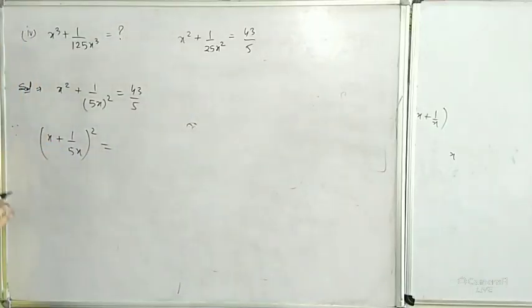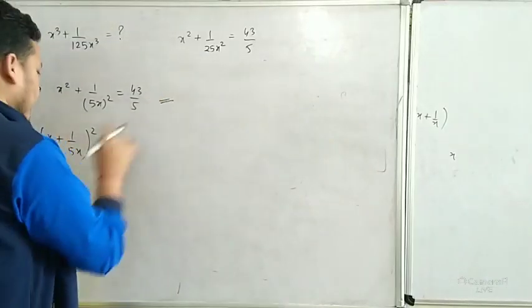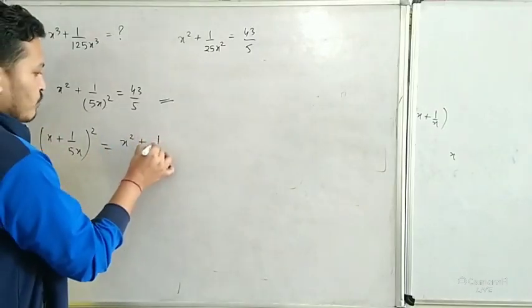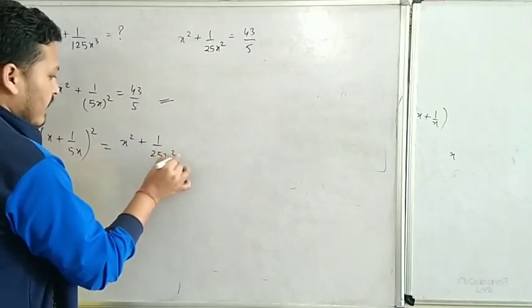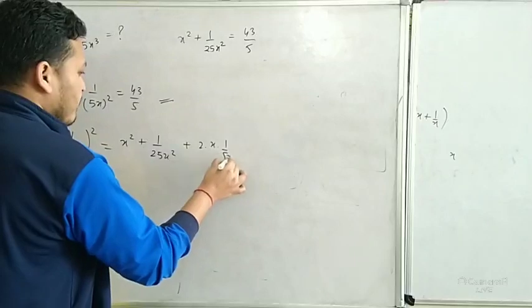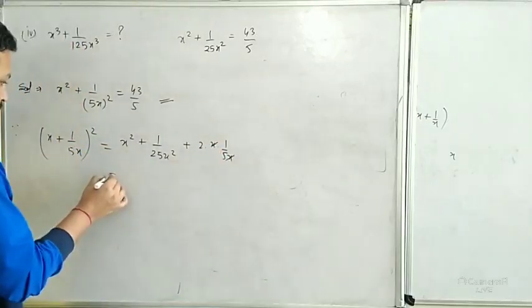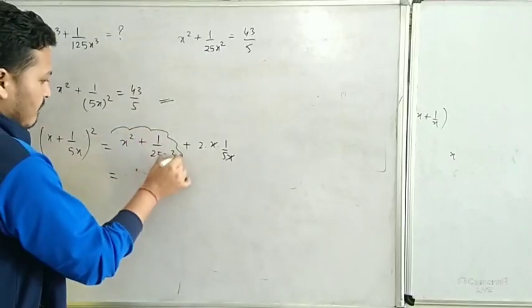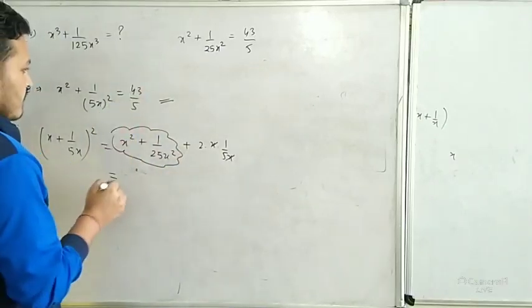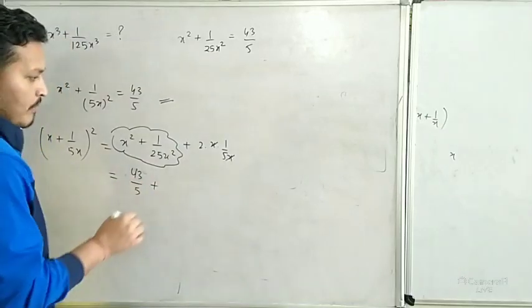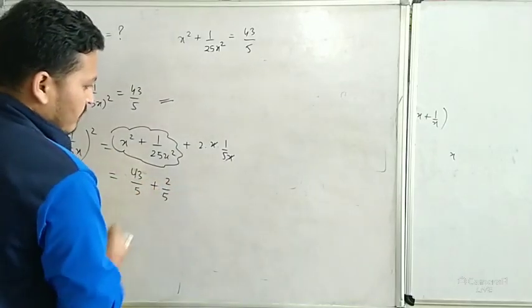I am writing it according to the formula. This thing is given, but I am taking x plus 1 by 5x, its whole square, which is equal to x square plus 1 by 25x square, then plus 2 into x into 1 by 5x. The x cancels. The value of x square plus 1 by 25x square is 43 by 5, plus 2 upon 5.